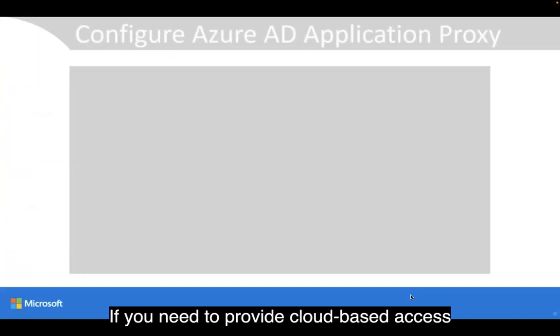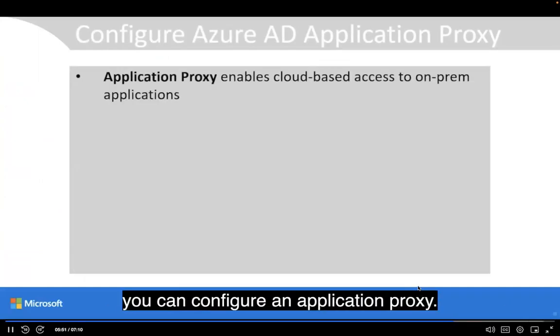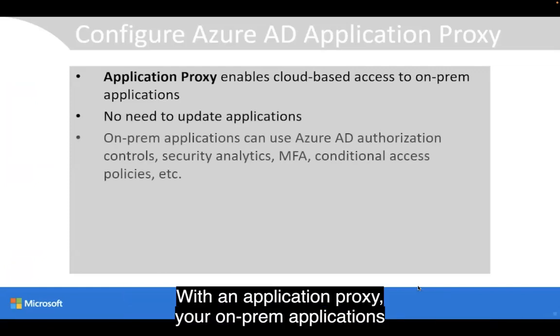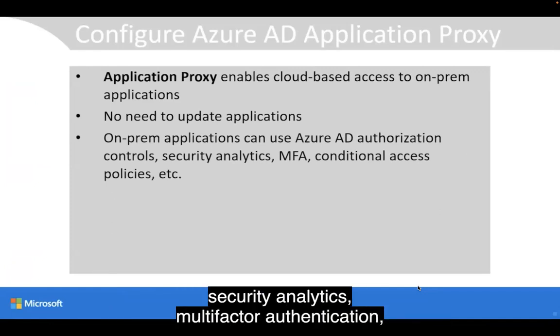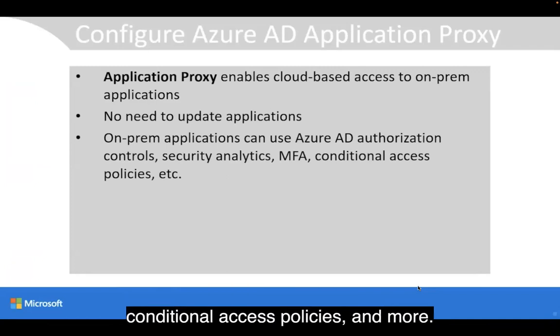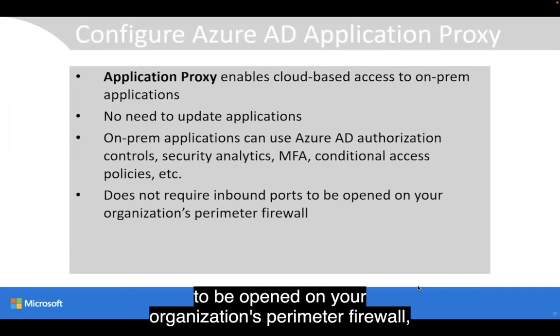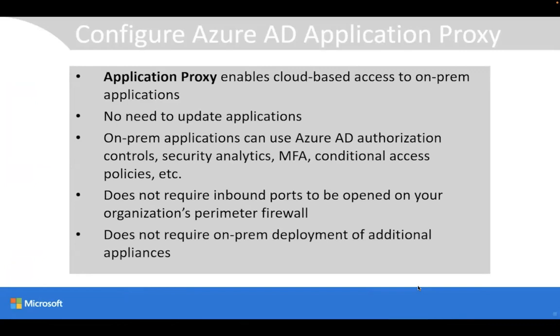If you need to provide cloud-based access to an on-prem application, you can configure an application proxy. This means there's no need to update your on-prem applications. With an application proxy, your on-prem applications can use Azure AD authentication controls, security analytics, multi-factor authentication, conditional access policies, and more. Application proxy does not require inbound ports to be opened on your organization's perimeter firewall, nor does it require on-prem deployment of additional appliances.